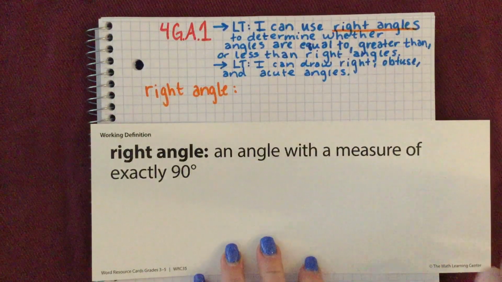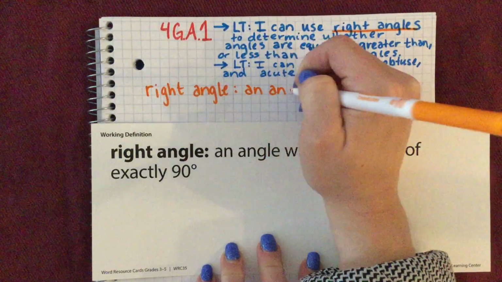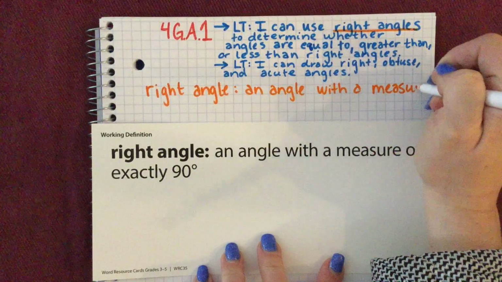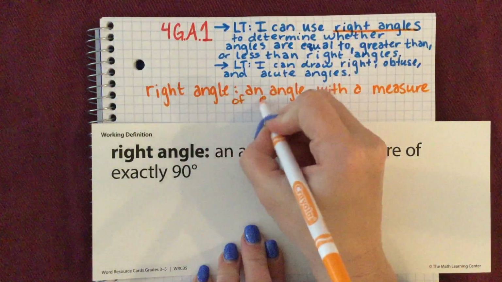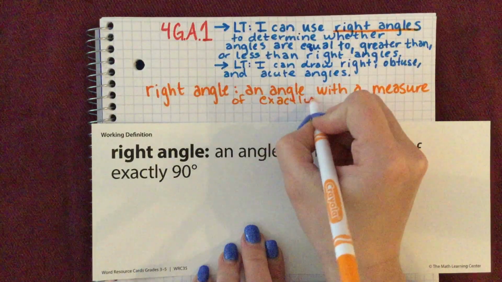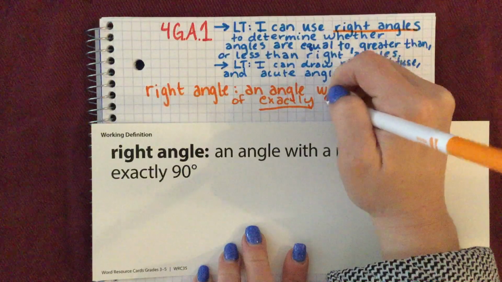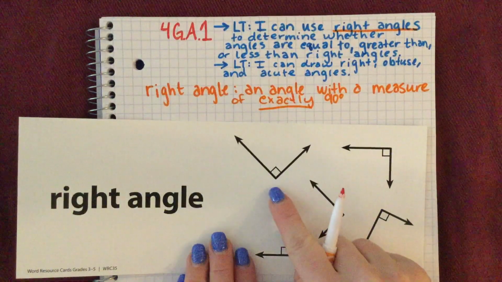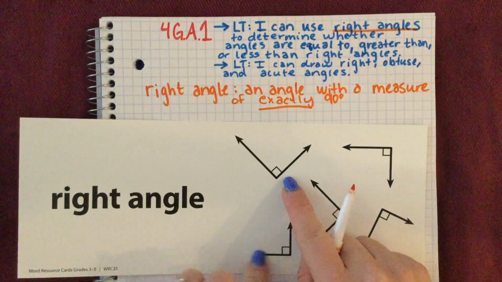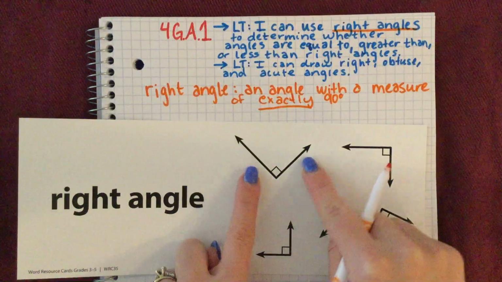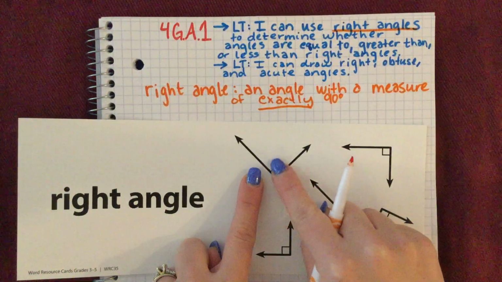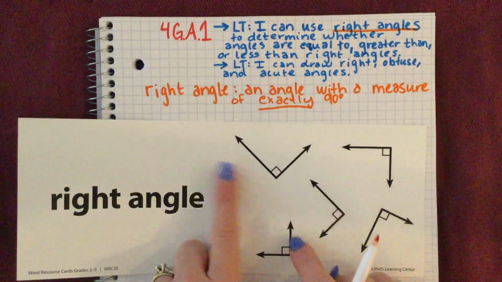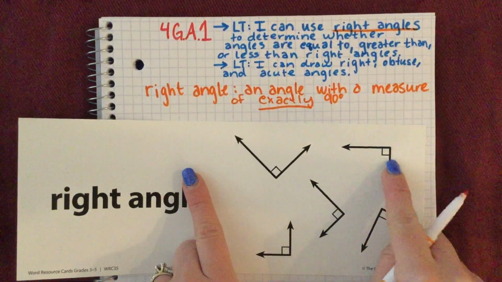So I'm going to write that in my notes, and you can too. It's an angle with a measure of exactly, that's really important, 90 degrees. So what that means is if I were to take out my handy dandy protractor, I would be able to line it up, and wherever I lined it up, this measure right here of this particular angle would be exactly 90 degrees. That's why they have a square right here. That square represents that this is a right angle, that it measures exactly 90 degrees.